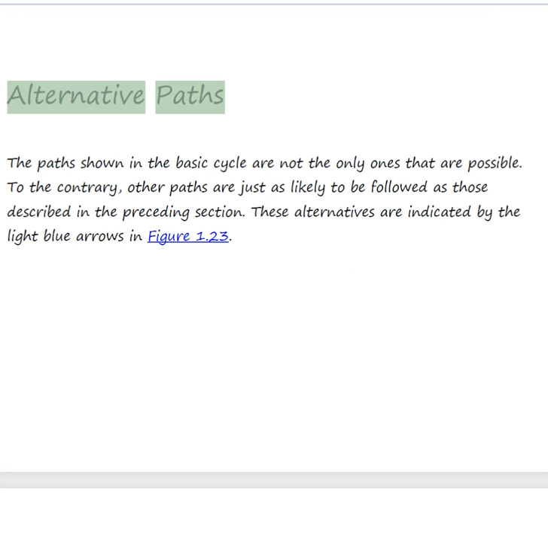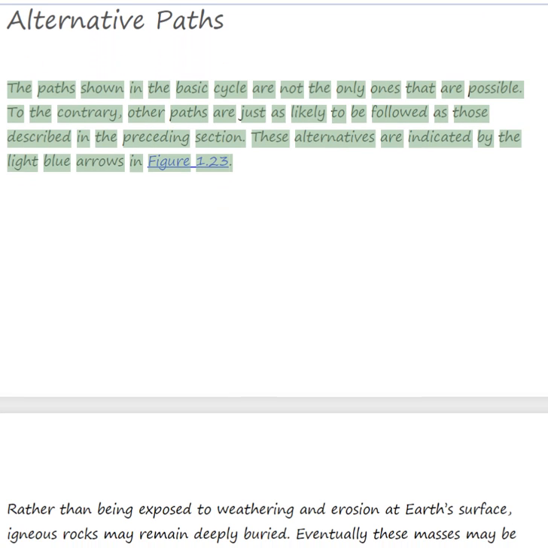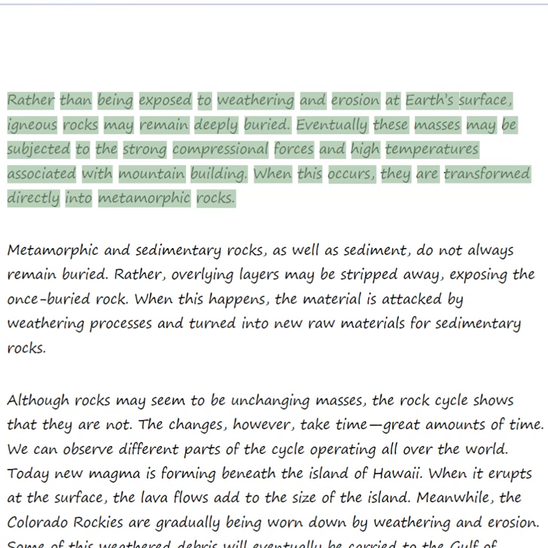Alternative paths. The paths shown in the basic cycle are not the only ones that are possible. To the contrary, other paths are just as likely to be followed as those described in the preceding section. These alternatives are indicated by the light blue arrows in Figure 1.23. Rather than being exposed to weathering and erosion at Earth's surface, igneous rocks may remain deeply buried. Eventually these masses may be subjected to the strong compressional forces and high temperatures associated with mountain building. When this occurs, they are transformed directly into metamorphic rocks.